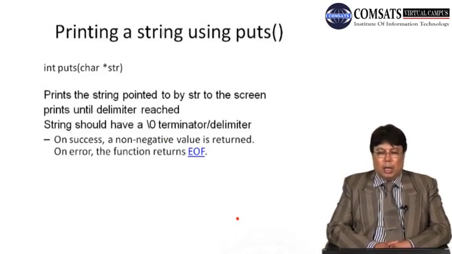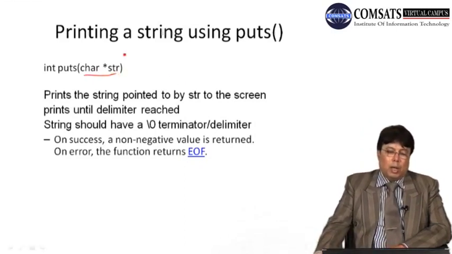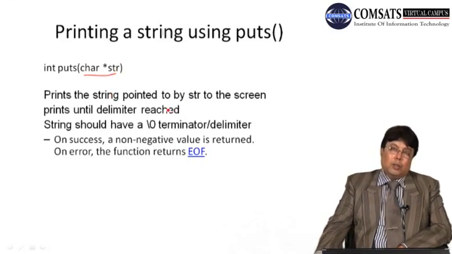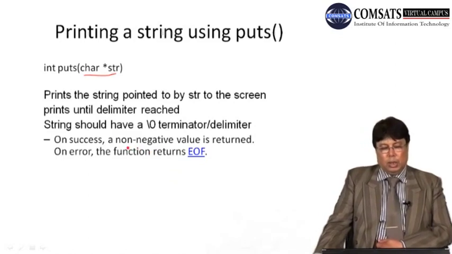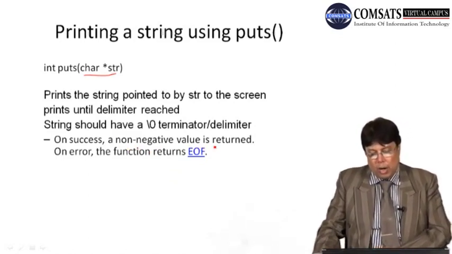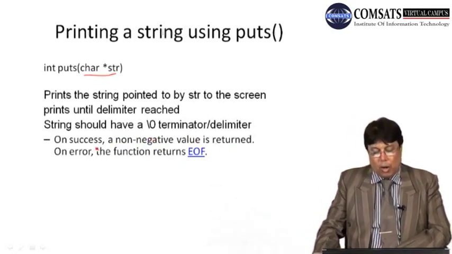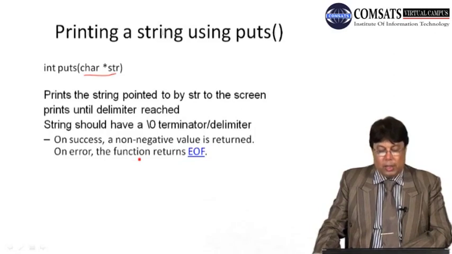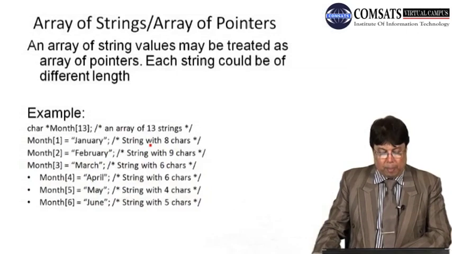Opposite to gets, you have the puts function also. This prints the string pointed to by the string that you are passing as input. Whatever it is pointing to, it will print the data. The string must terminate with the \0 terminator or delimiter. On success, it returns a non-negative value, meaning it returns a 0. In case of error, it returns end of file, which is equal to -1.